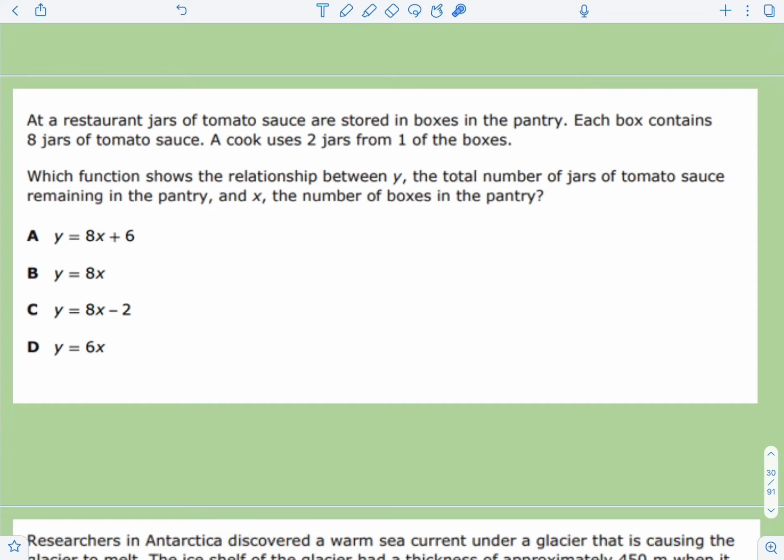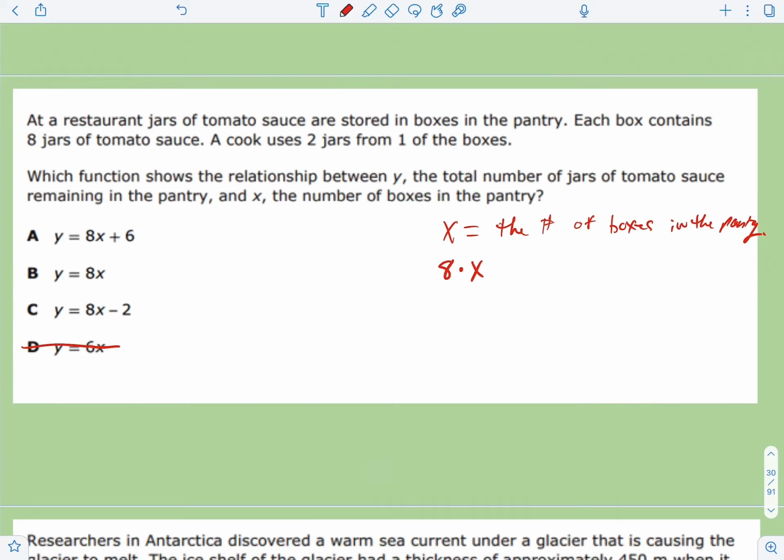So, x is the number of boxes in the pantry. We don't know what they are, so that's why we're writing x. So, the number of boxes in the pantry, right? How many jars of tomato sauce is in those boxes? Well, 8. So 8 jars per box. Per is the times, box is the x. So that's where we're getting this whole 8x idea from. So that means D is out of the question, right?